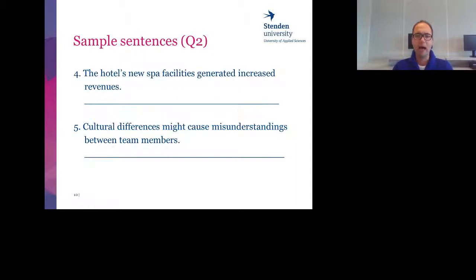The hotel's new spa facilities generated increased revenues. And 5, cultural differences might cause misunderstandings between team members. Based on the 3 previous sentences, go through the same process. If you would like to try this for yourself, please stop the recording here and then replay it, because then I'll move to the answers.